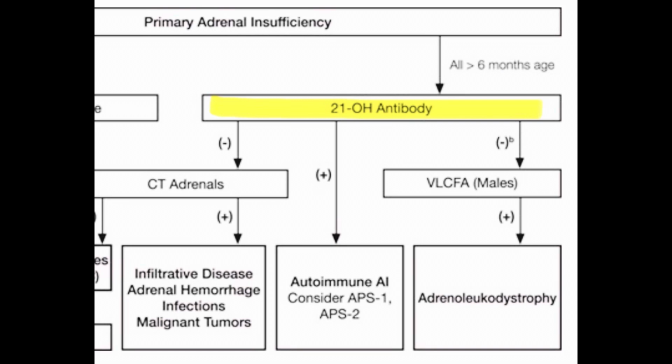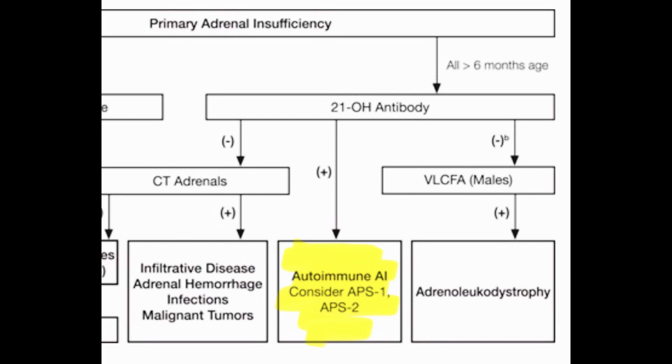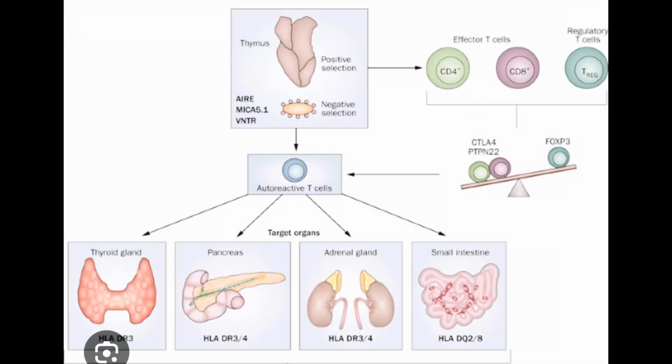First of all, they will be checked for adrenal antibodies or 21-hydroxylase antibody. If this is positive, and this is the most common reason for having primary adrenal insufficiency, there will be autoimmune disease or APS1 or APS2, which is the autoimmune polyglandular syndrome, where the immune system attacks by mistake more than one gland, for example, the adrenal glands causing the adrenal insufficiency, and the thyroid, and also the pancreas causing diabetes.